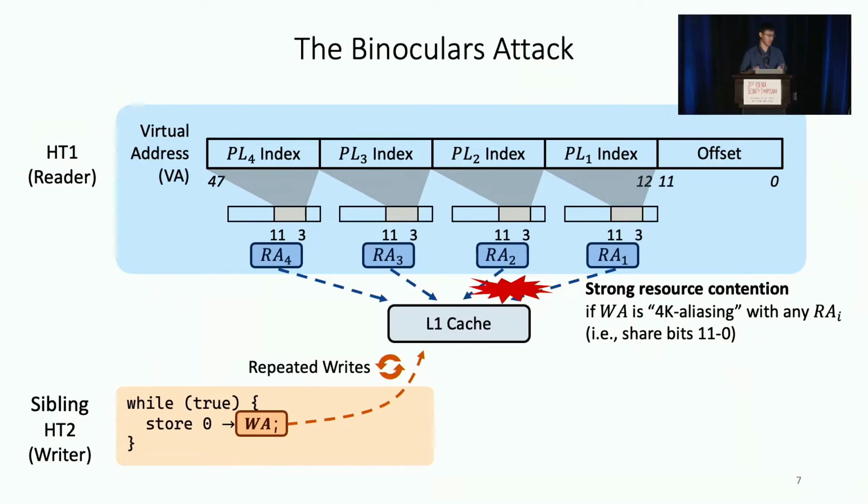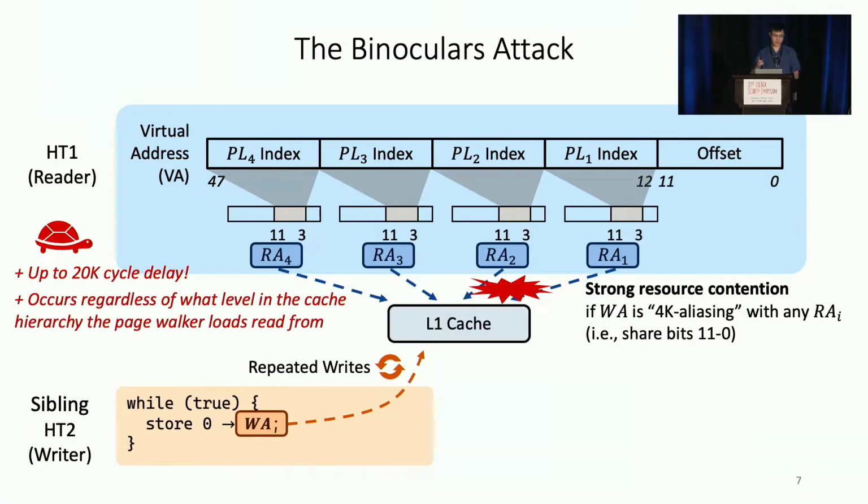As a result of this contention, the page walk operations from the reader thread can be delayed for up to 20,000 cycles, all stemming from this single page walk. And this delay occurs regardless of what level in the cache hierarchy the page walk loads read from.